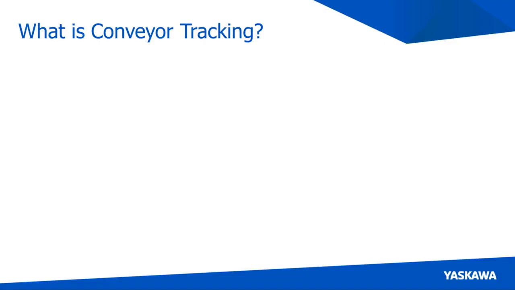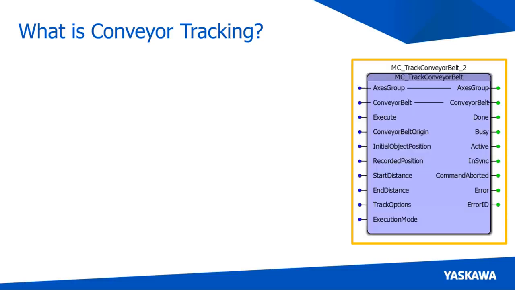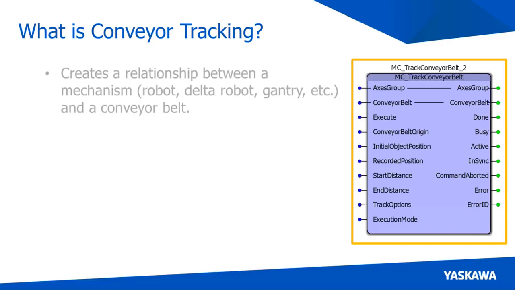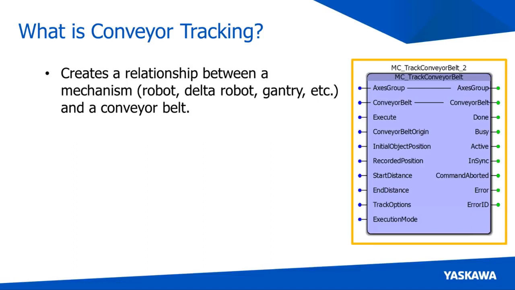And let's begin at the beginning. What is conveyor tracking? Well, this is our conveyor tracking function block. It is the MC track conveyor belt. And this is how we are going to initiate conveyor tracking. What conveyor tracking does is it creates a relationship between some sort of mechanism like a robot or a delta robot and a conveyor belt.